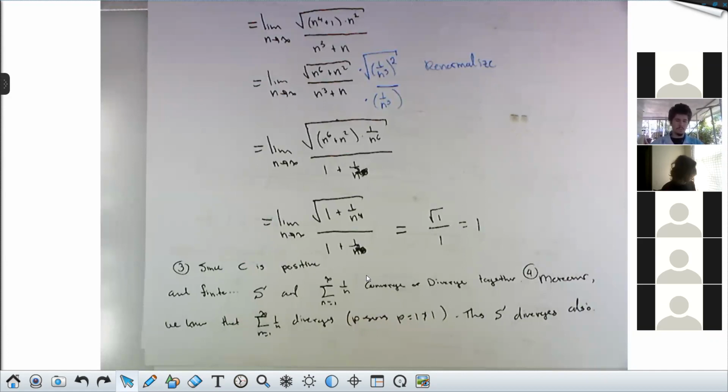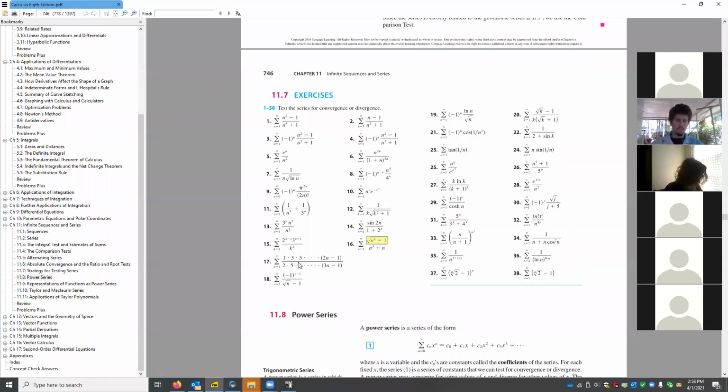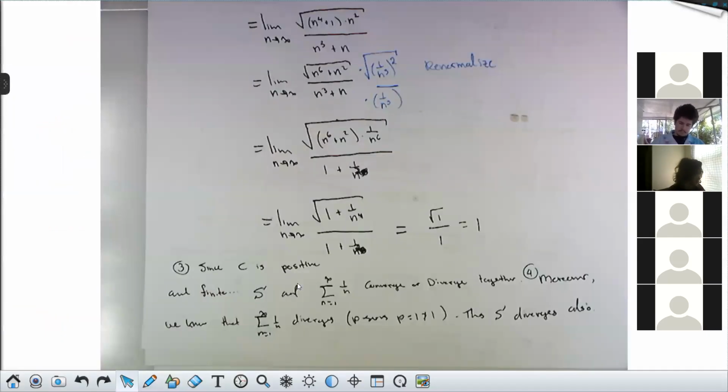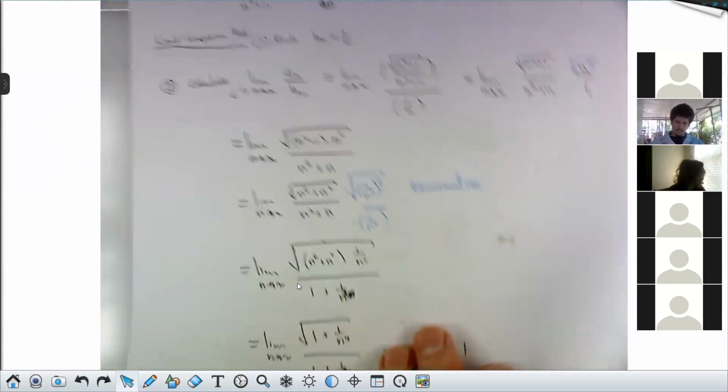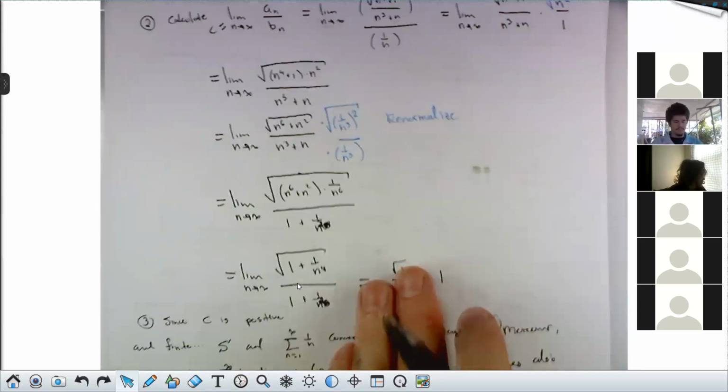Okay. I think there was one more that you guys wanted to look at. 16, 9, and 18. Did we look at 18 yet? No. Any questions on this guy?